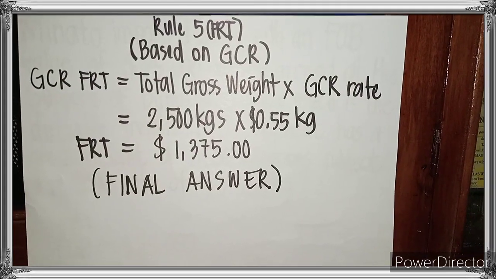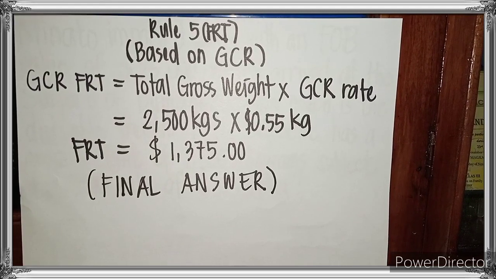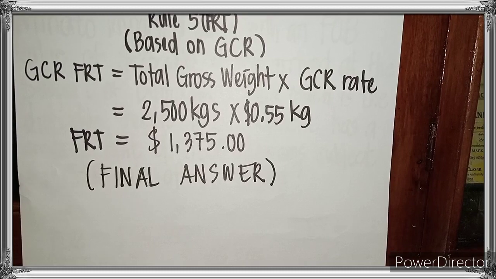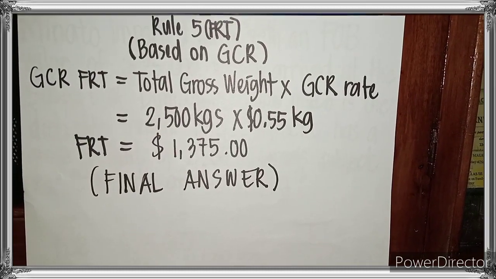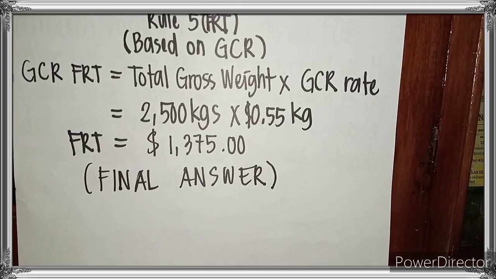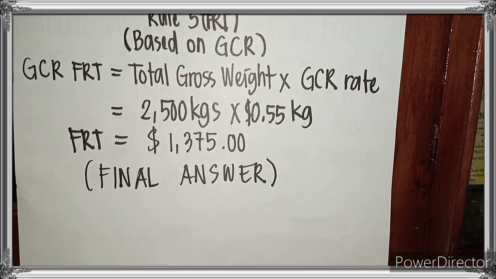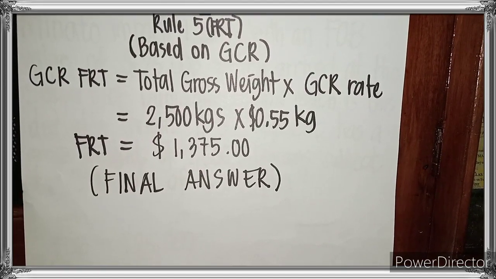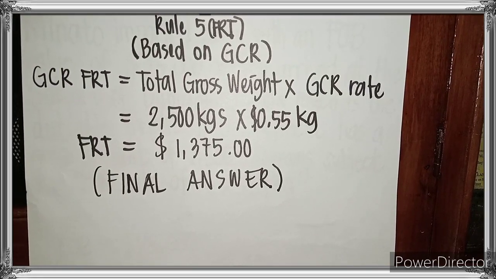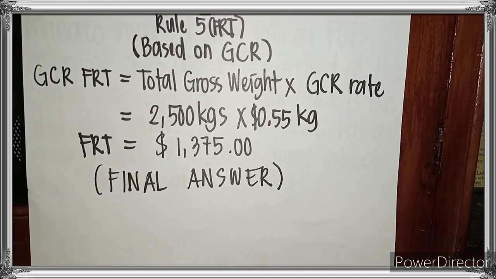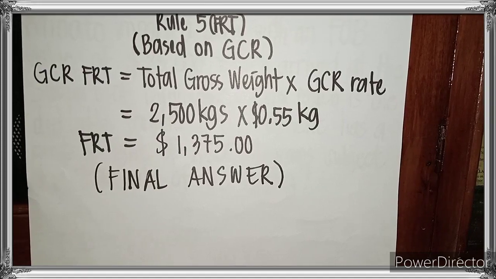So in order to get the freight in the problem, we will be applying Rule 5 freight, which is based on gross conference rate. So gross conference freight is equal to total gross weight multiplied by the gross conference rate, and then we substitute now. 2,500 kilograms times $0.55 per kilogram, we will have our freight of $1,375. That is our final answer.